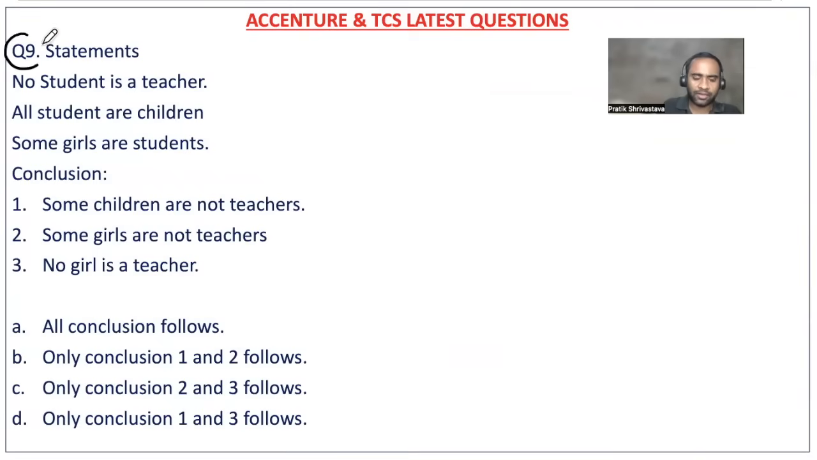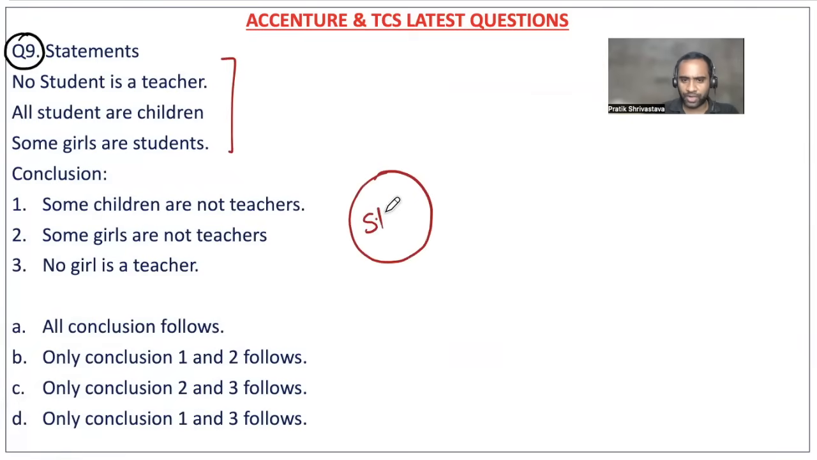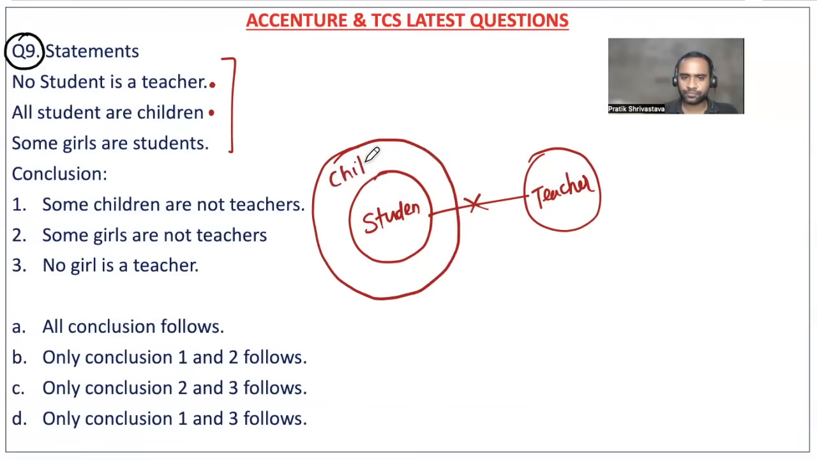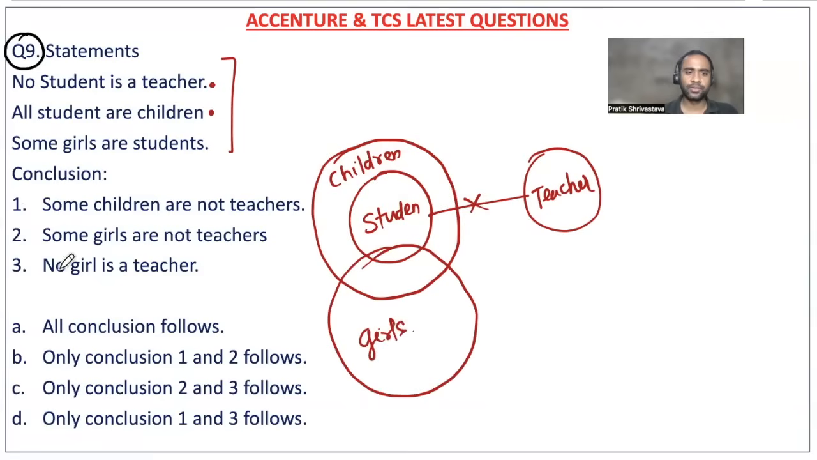Then question number 9, which is again a syllogism question. No student is a teacher. That means a student and teacher do not have any relation. All students are children, so all the students are inside children. And some girls are students. Now, some children are not teachers.